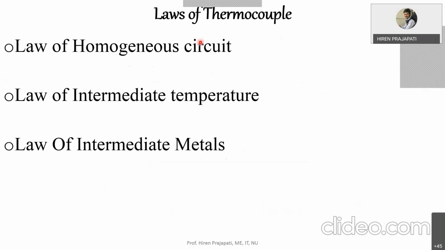So that's why we require two different materials for continuous generation of EMF. Now, the laws of thermocouples. A thermocouple is used based on three different laws. First is the law of homogeneous circuit. Second is the law of intermediate temperature. And third is the law of intermediate metals. So the first law is about the principle itself.